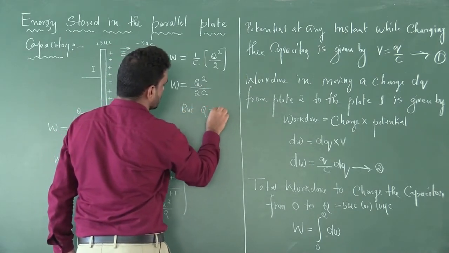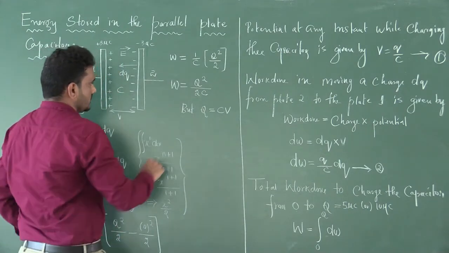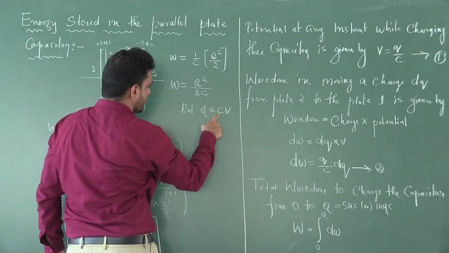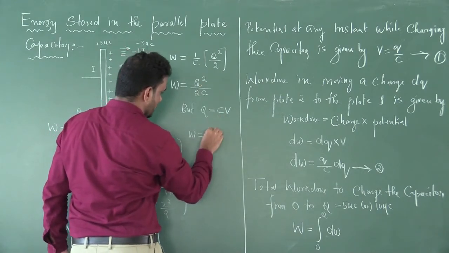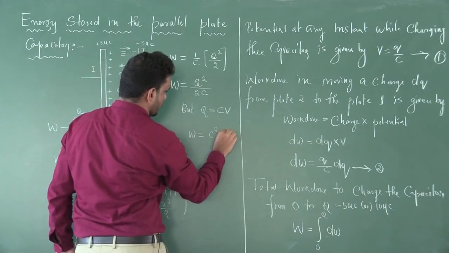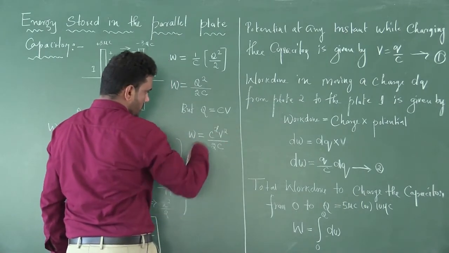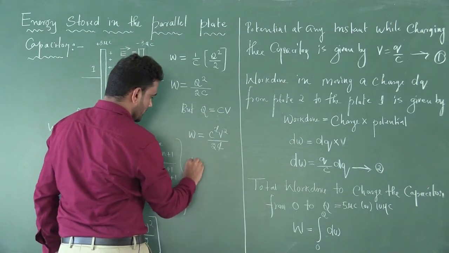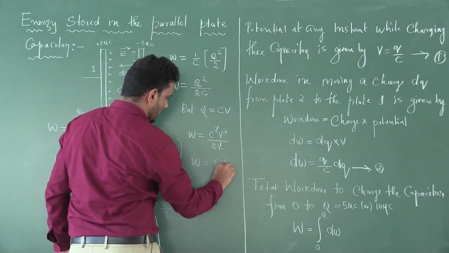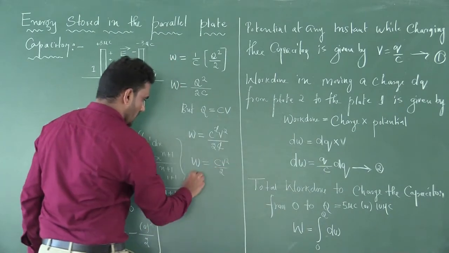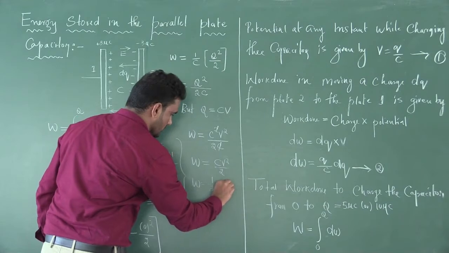But Q is equal to C into V. Already we learned this expression. So in the place of Q, I'll write C into V. Since it is squared, it becomes C square V square divided by 2 into C. So a C gets cancelled, then W is equal to half CV square, or we can write in the standard form of half CV square.